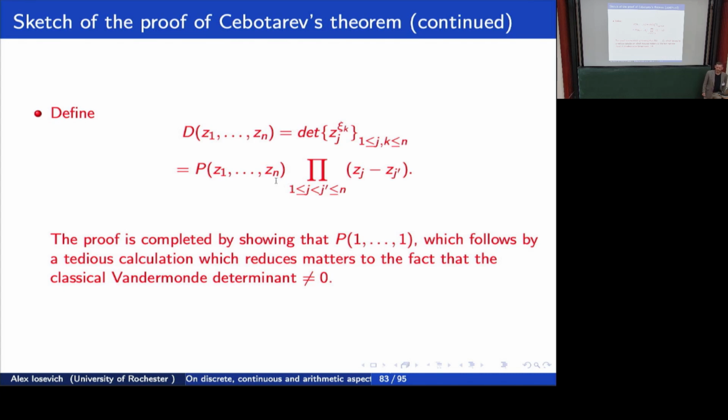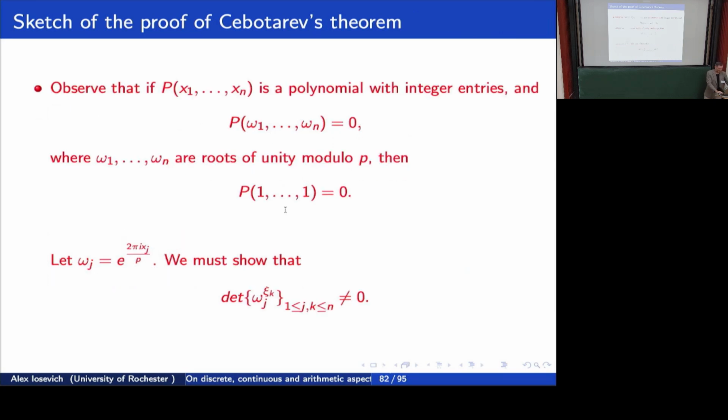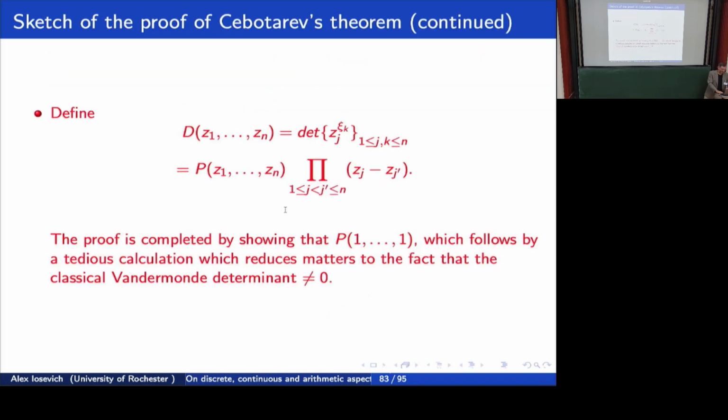Okay, one second. On the previous slide, the main thing was the conclusion that P of 1, 1, 1, 1 is 0. And here we prove that P of 1, 1, 1, 1 is not 0, which means that since the omega j's are distinct, we know the determinant cannot be 0, because the second factor also cannot be 0. It's a proof of Chebotarev.